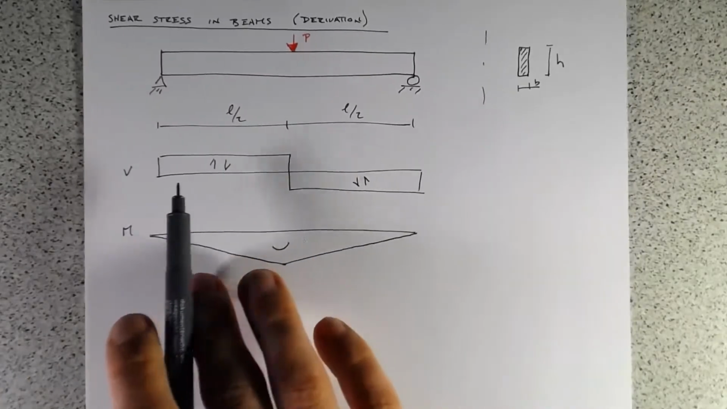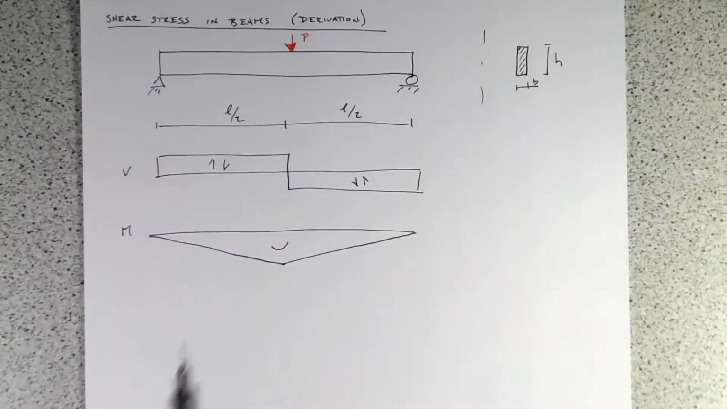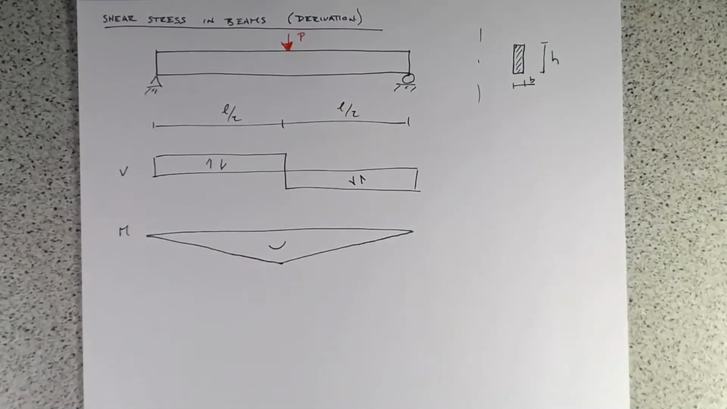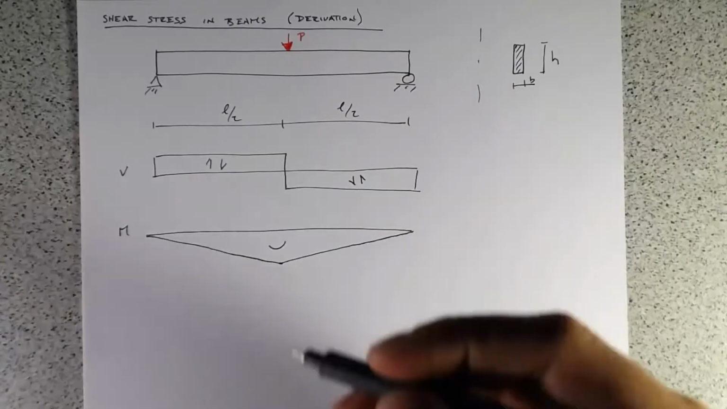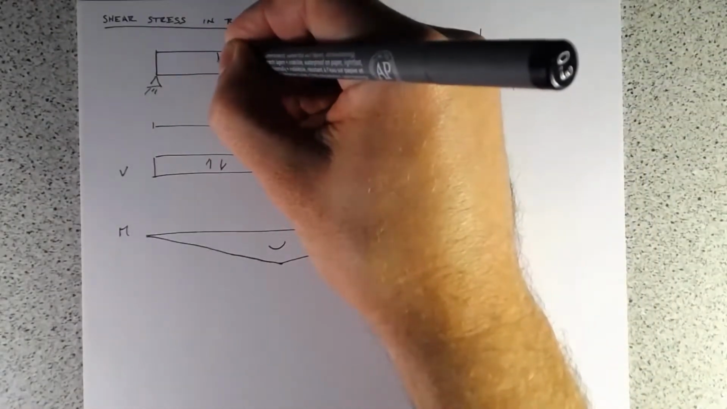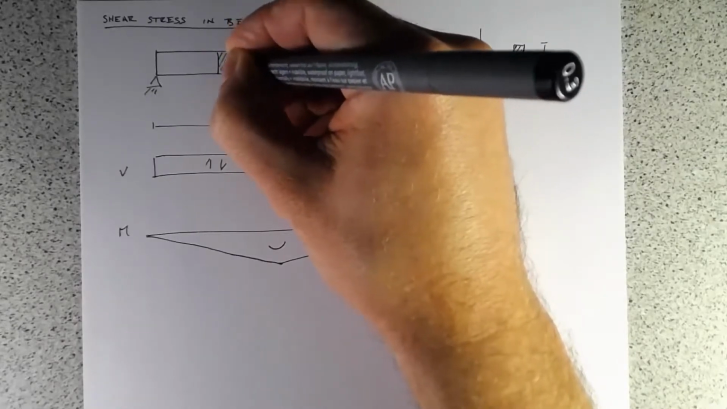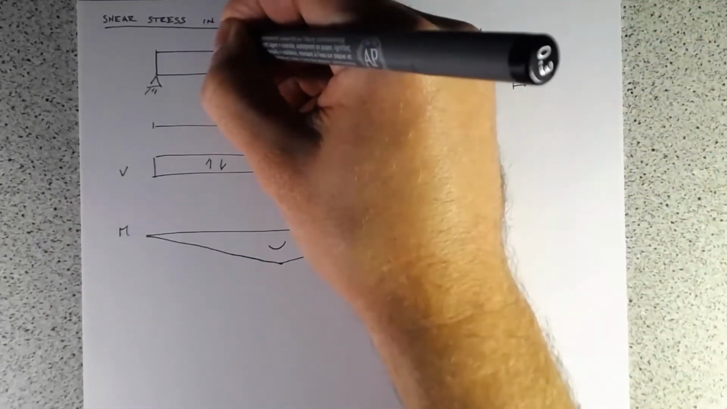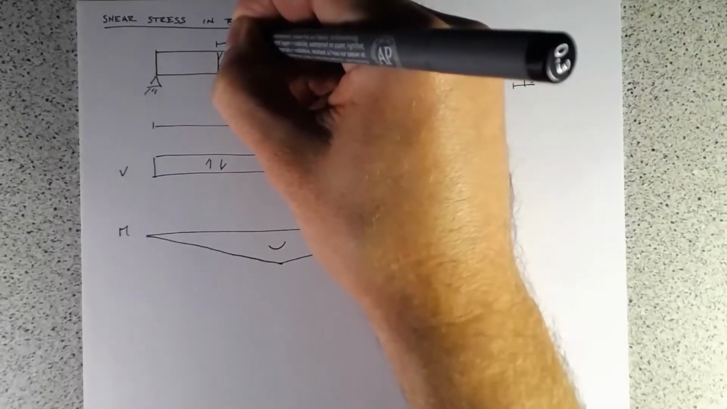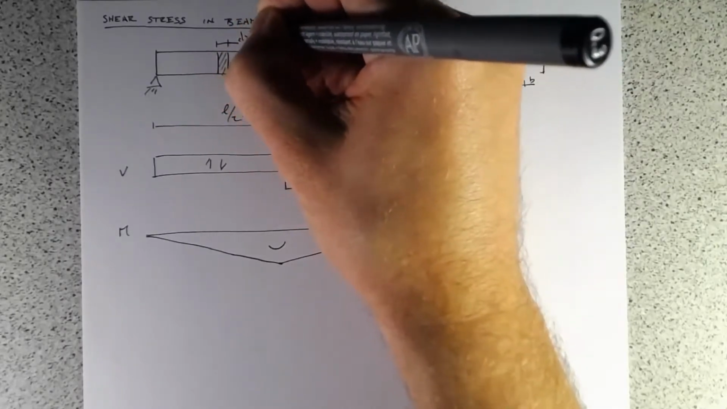So again, we have our simply supported beam laid out here, point load in the middle, shear force and bending moment diagram. And the way that we're going to derive this is we're going to look at a small section of this beam. So we'll just essentially cut it out there, and that section will have length dx.